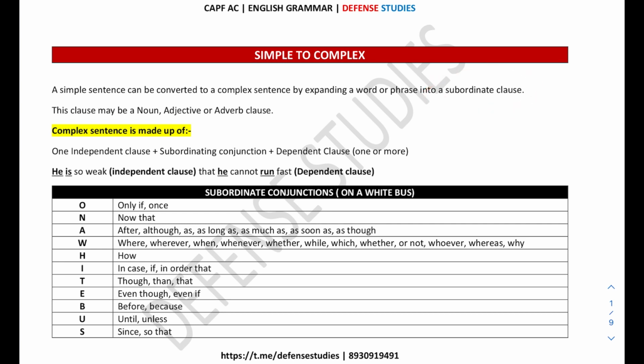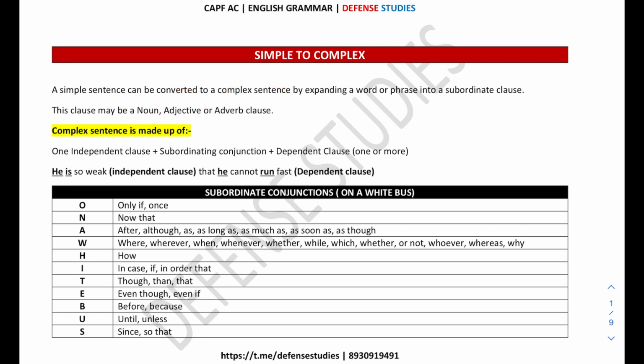And how can you identify a subordinate clause? Before any subordinate clause you will always find a subordinate conjunction. Whenever you find a subordinate conjunction at the beginning of any clause, that clause is called a subordinate clause. So whenever you are converting a word or a phrase into a subordinate clause, you need to keep in mind that you convert it into either a noun clause, an adjective clause, or an adverb clause.